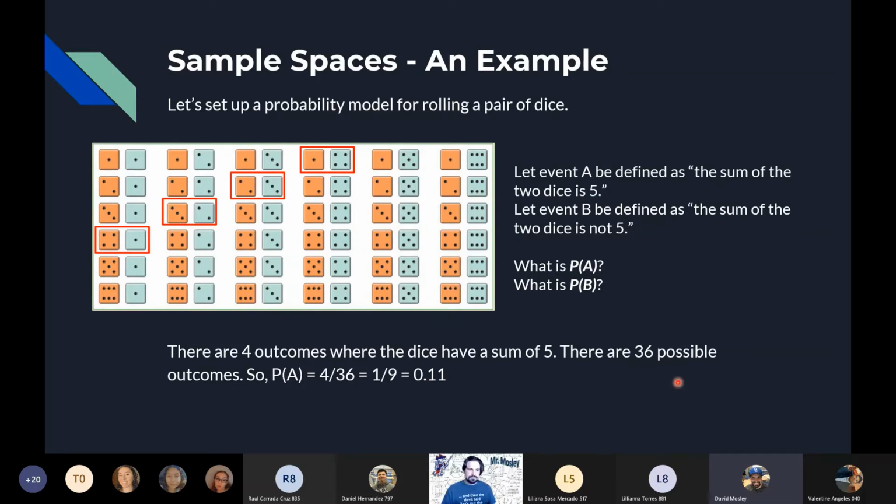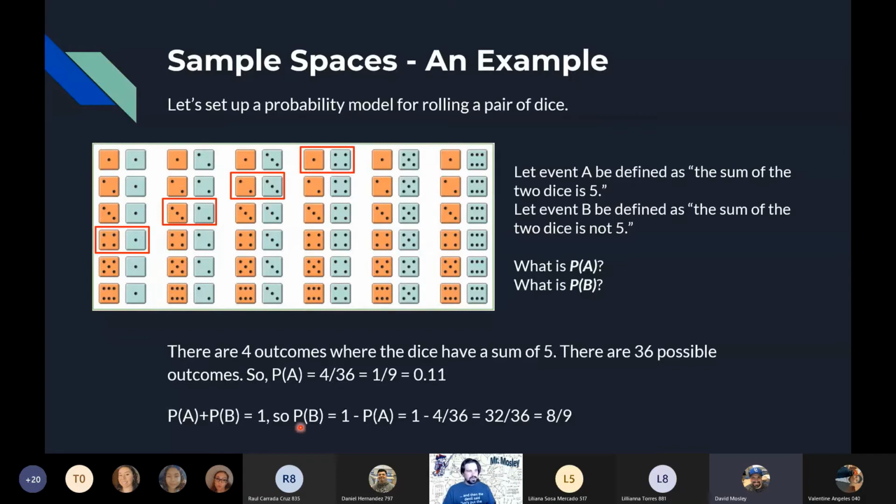Okay. And then the other part, what is the probability of B? Well, because the sum of the two dice not being 5 is everything else in our set, the probability of A plus the probability of B has to be 1. Because between those two things, we've covered all of the possible sums.